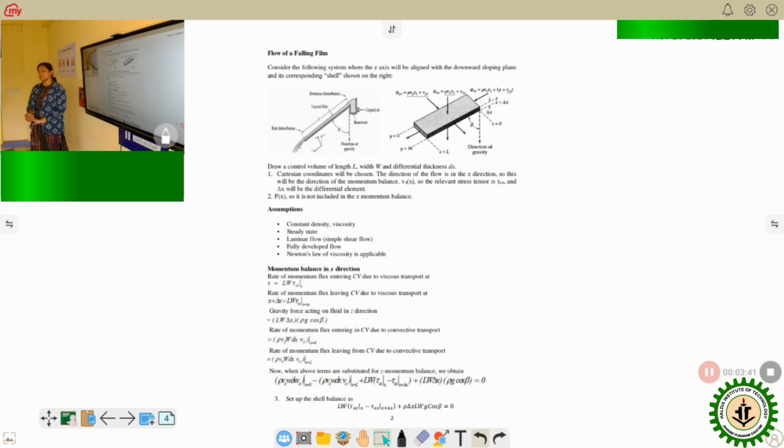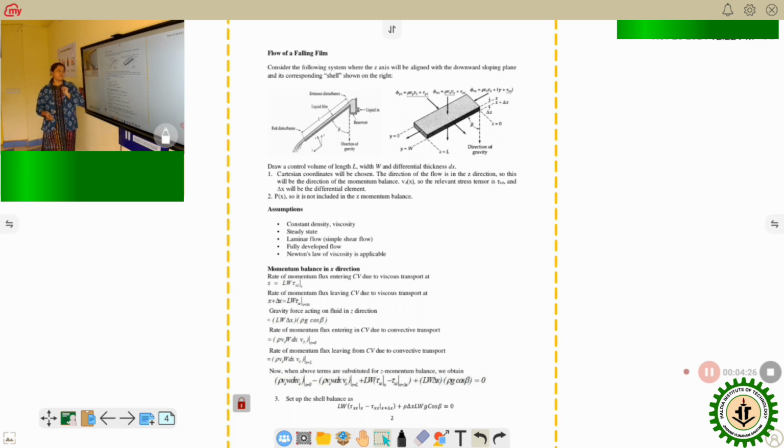And then after that we consider the convective transport. In the convective transport, the rate of momentum entering the control volume due to the convective transport equals rho into Vz into W into dx into Vz at z equals 0, meaning the entrance. And second, the rate of momentum leaving the control volume due to the convective transport equals rho into Vz into W into dx into Vz at z equals L, meaning the exit.